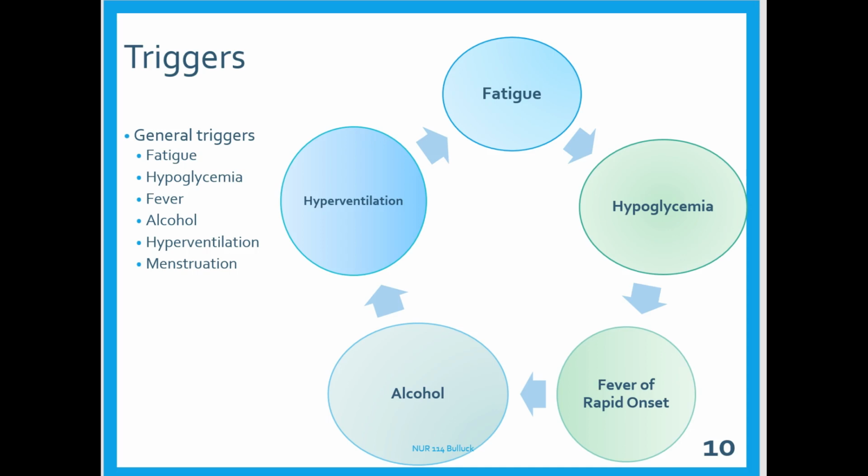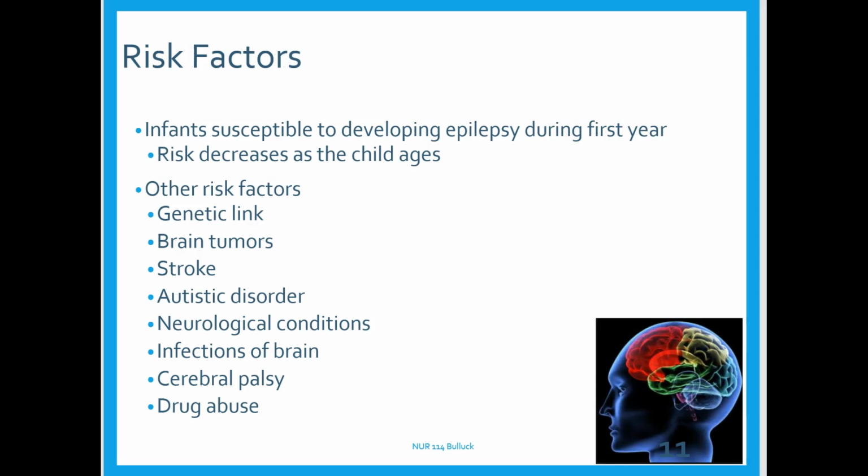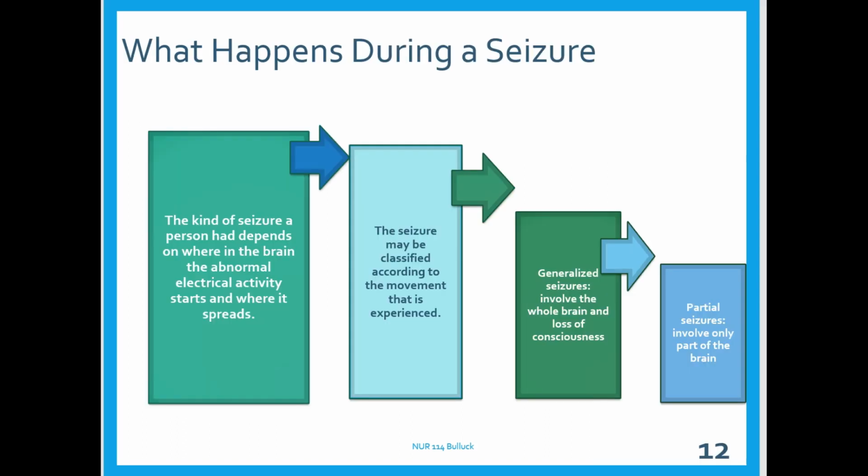We talked about the patho and the triggers in class, but I just want to make sure you see fatigue, alcohol, hypoglycemia, menstruation. Please know that this is slide 10, and I need you to know that slide. Lots of other risk factors. Oh my goodness, there's so many. Well, I need you to know slide 11 as well, because there's tons of risk factors here.